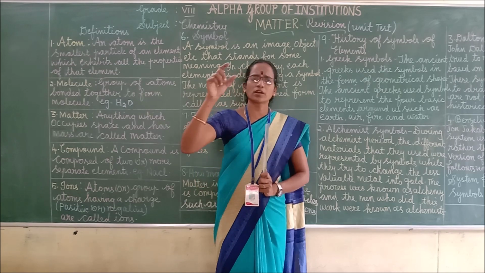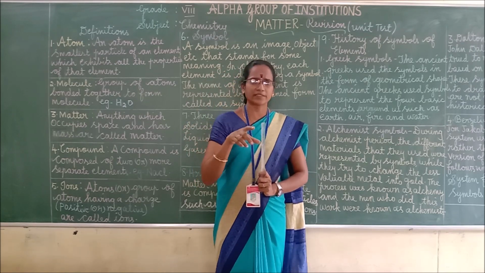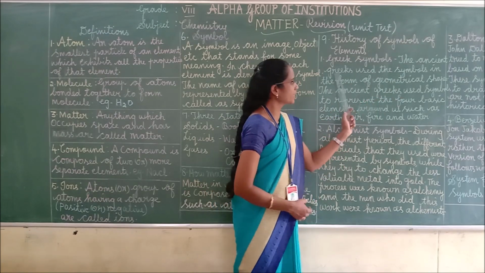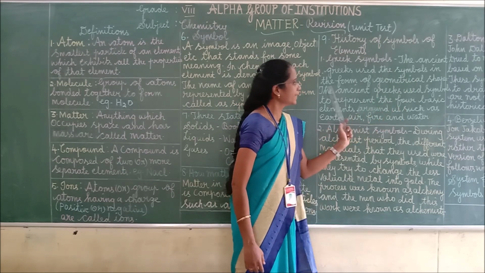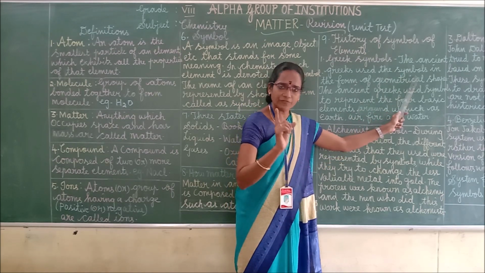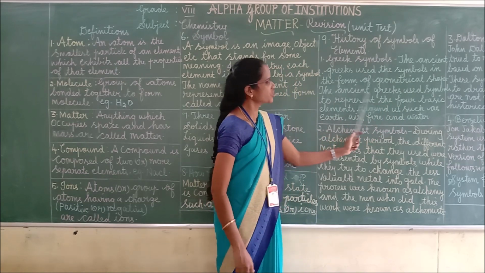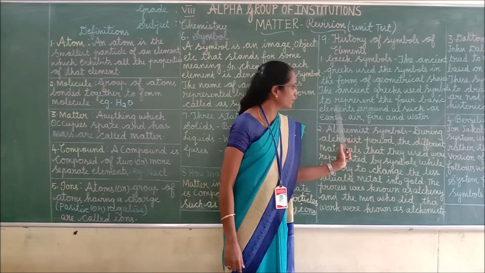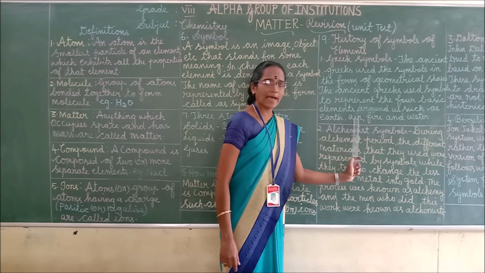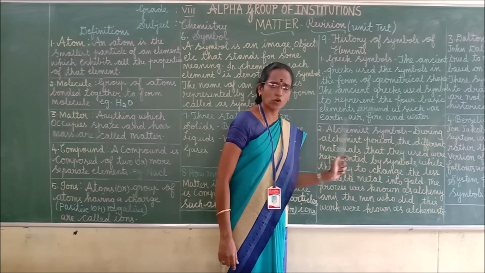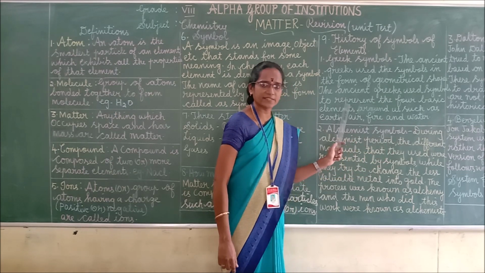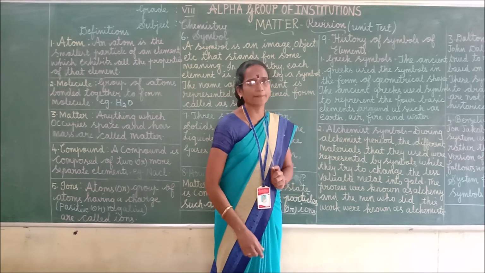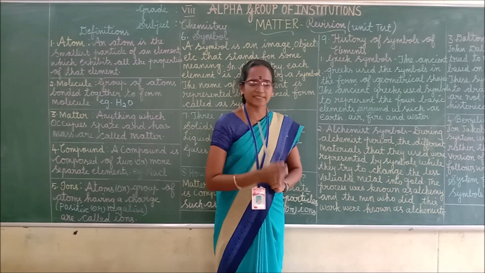So write a note on Greek symbols. If they ask a question like this, then you have to write all these points. First one, the ancient Greeks used the symbols in the form of geometrical shapes. Second point, the ancient Greeks used symbols to represent the 4 basic elements such as earth, air, fire, and water. These 4 basic elements are actually around us, isn't it? So they represent these basic elements by using symbols. These are the things you should write for the Greek symbols.